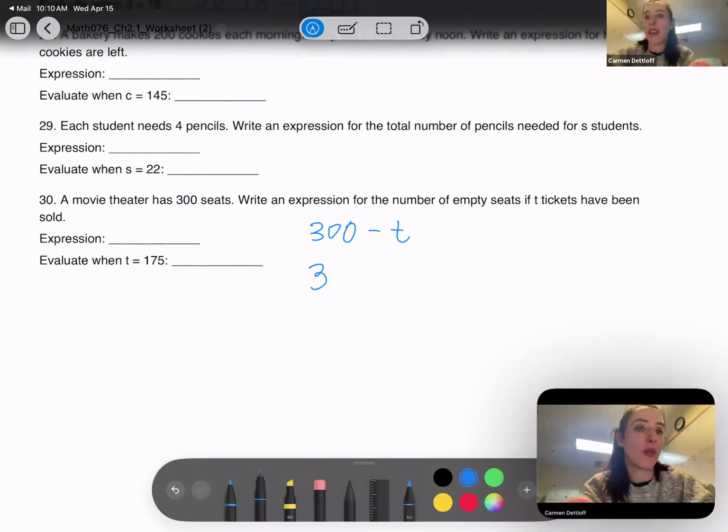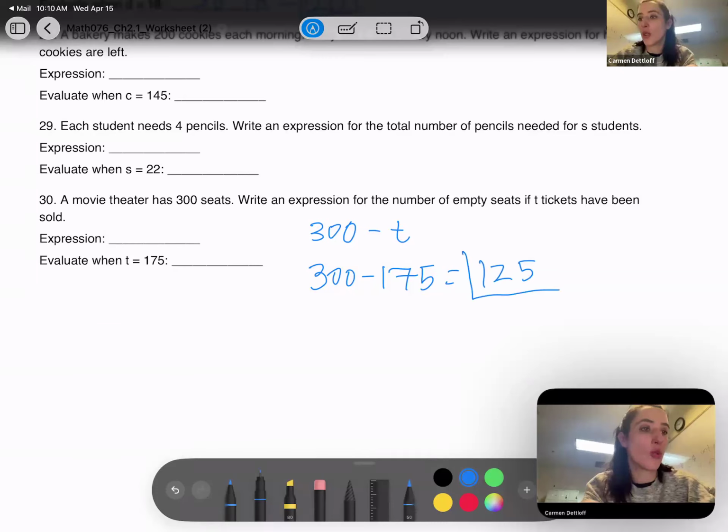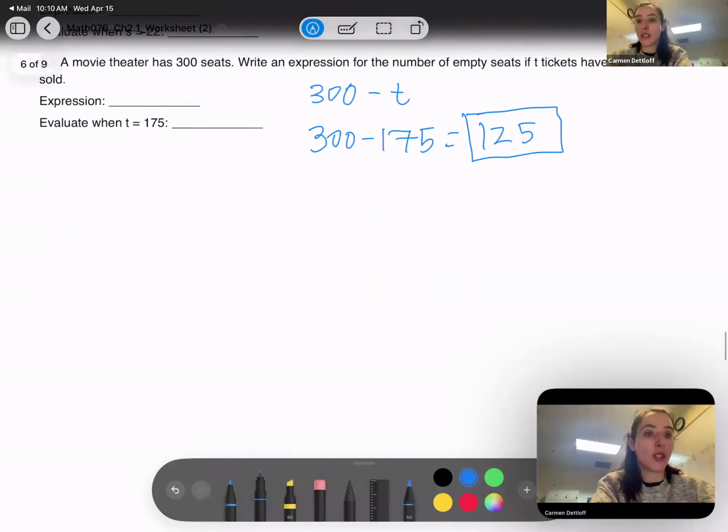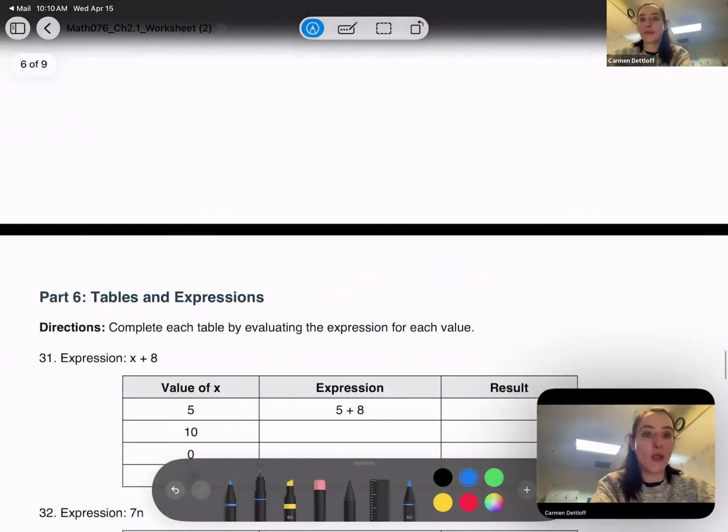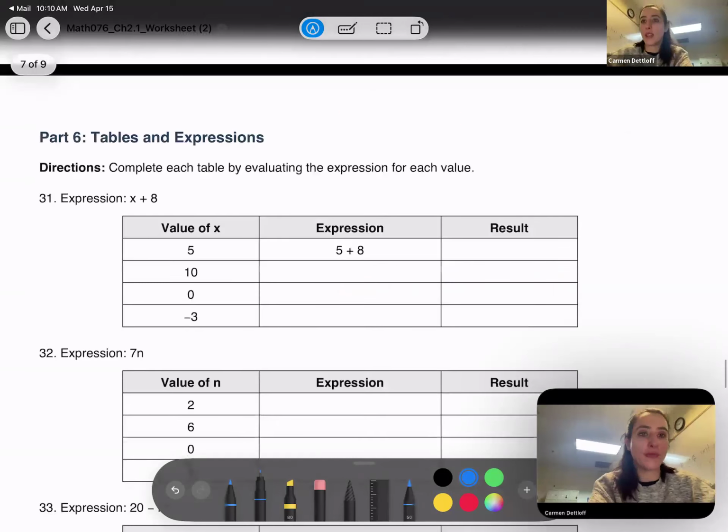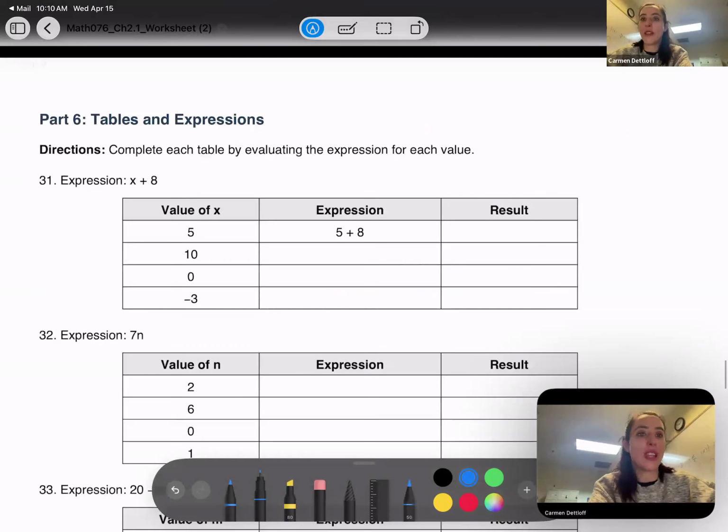So I get 300 minus 175 equals 125. And those would be tickets if we're using units. Awesome job. Let's see if we have more. Oh, there's more. Complete each table by evaluating the expression for each one.